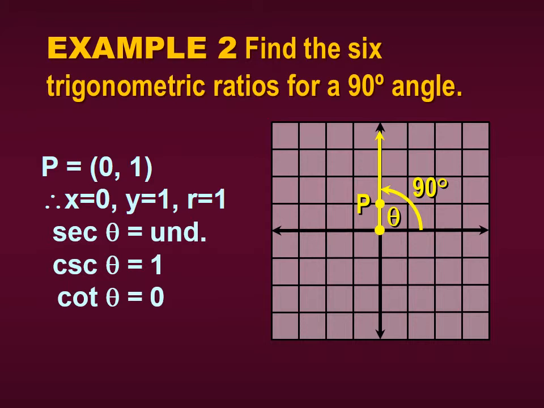Then we look at cotangent. Remember, tangent of 90 was undefined. However, cotangent is the reciprocal of tangent, and tangent was y over x. So cotangent is x over y. So now we have 0 divided by 1, which is 0. So cotangent of 90 is 0.